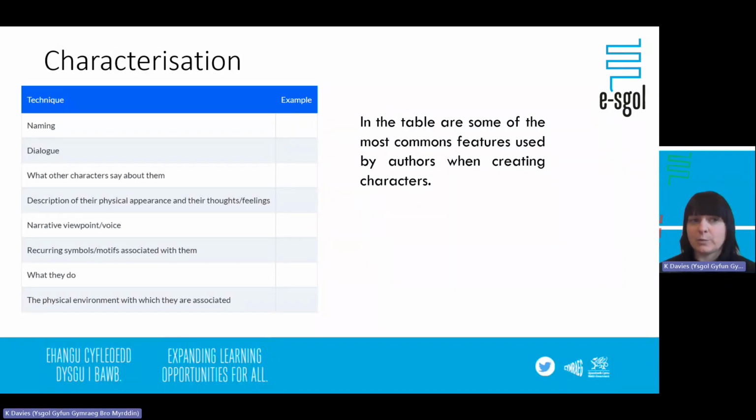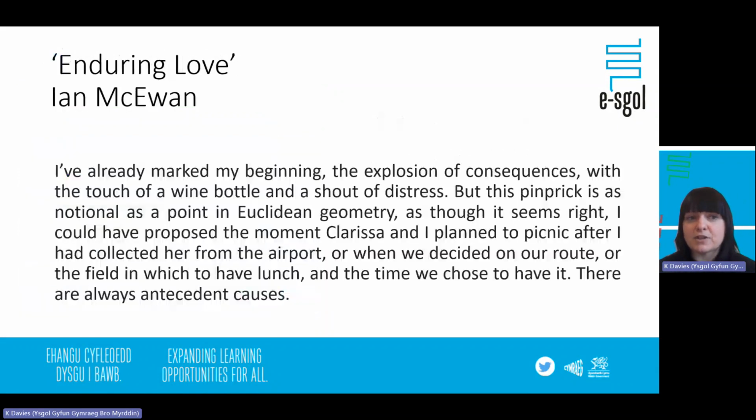So things that you'd be familiar with will be things like their names, use of dialogue, possibly. Maybe they'd have recurring symbols or motifs that are associated with them. Maybe they would be linked with a specific external environment or physical environment. Okay, so these are some of the features. When we're thinking about the creation of character, what we need to think about is what we can learn from a really short piece about an individual.